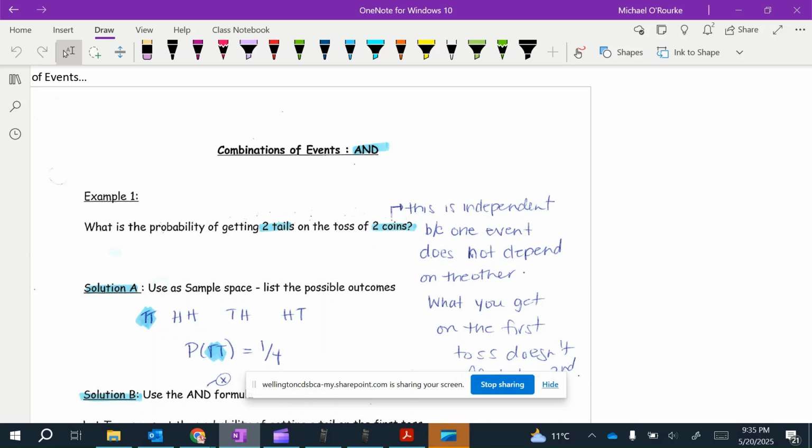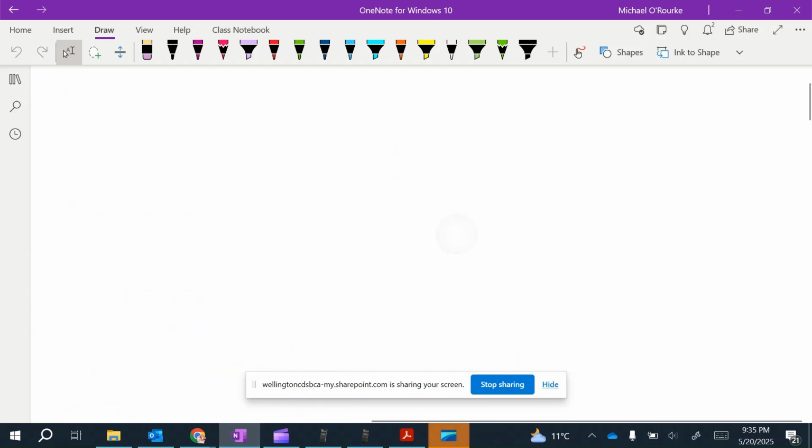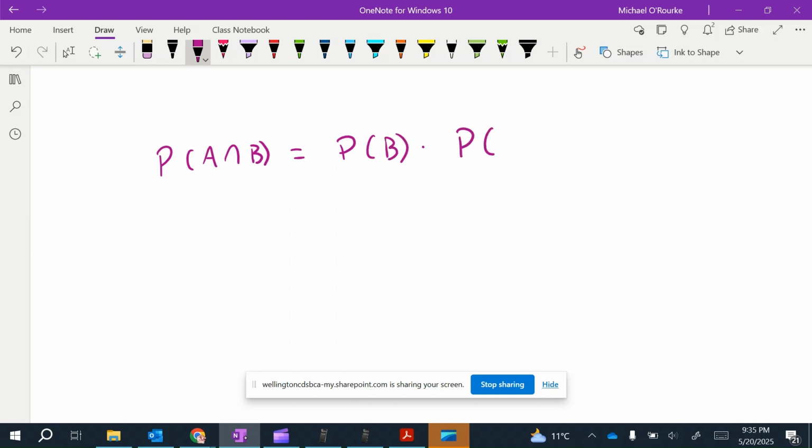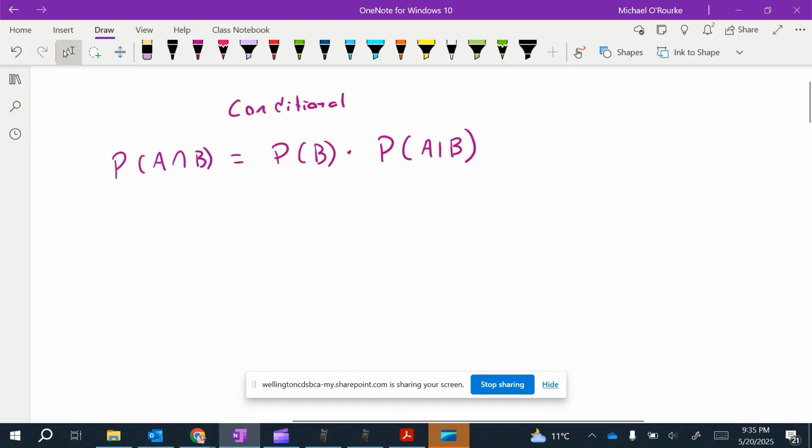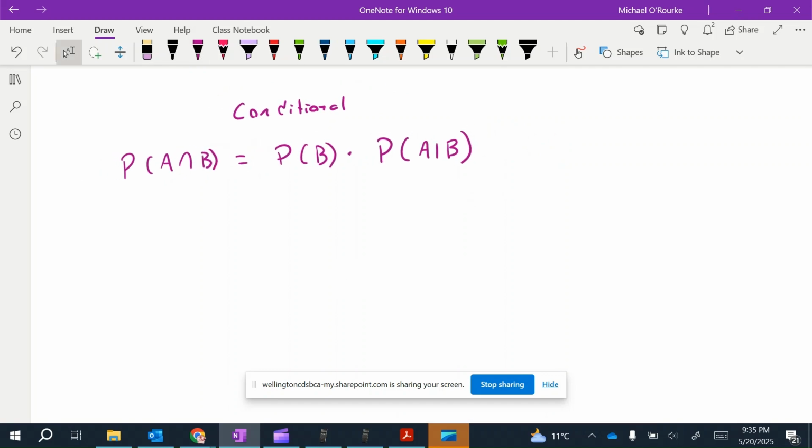Okay, so today we're doing the "and" formula. Now I know you're going to say we did the "and" formula the other day, and the "and" formula was the probability of A and B equals the probability of B times the probability of A given B. That's the "and" formula for conditional. Something's conditional when it happened, as in one thing affects the next thing.